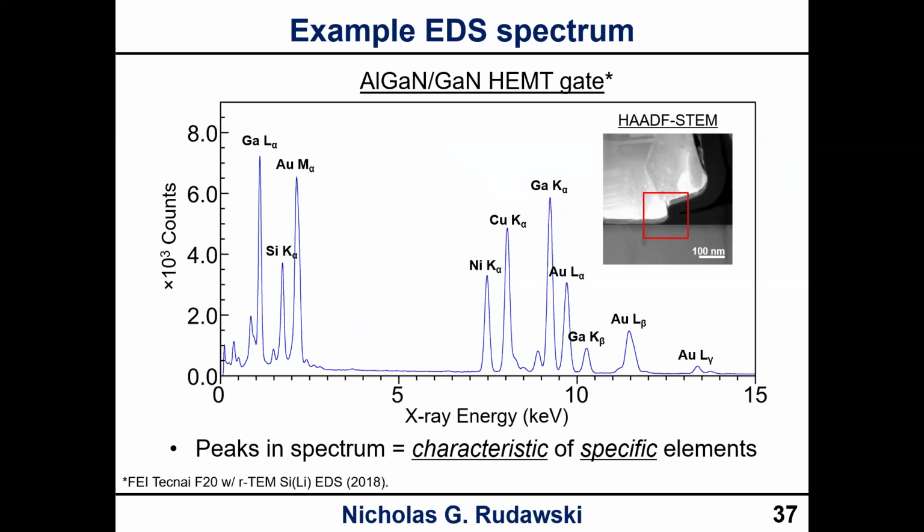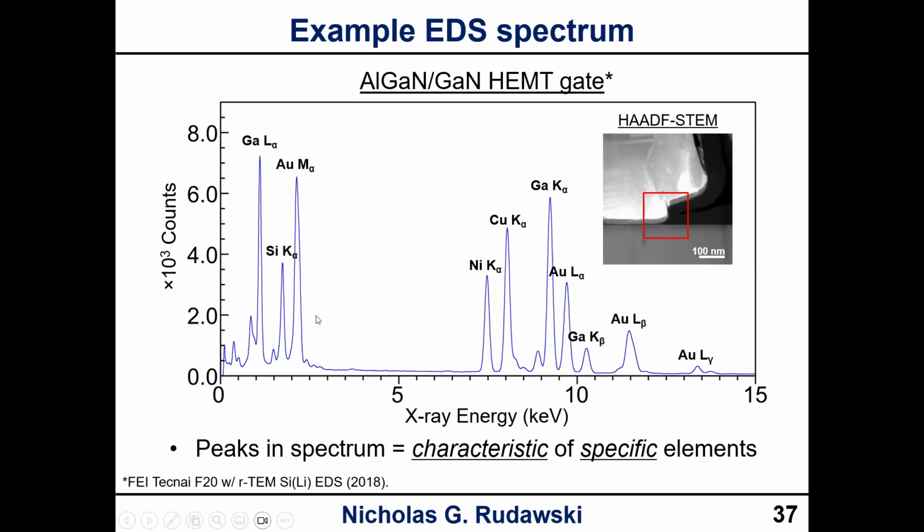Okay, so again, you have counts versus X-ray energy. So the peaks in the spectrum are characteristic of specific elements. Okay, so this is what we call the sum spectrum from the area in red on this HAADF-STEM image. This is actually the gate region of an AlGaN-GaN high electron mobility transistor. Right, so we see the peaks labeled by element and transition here.